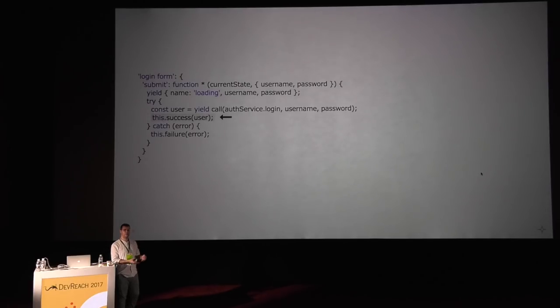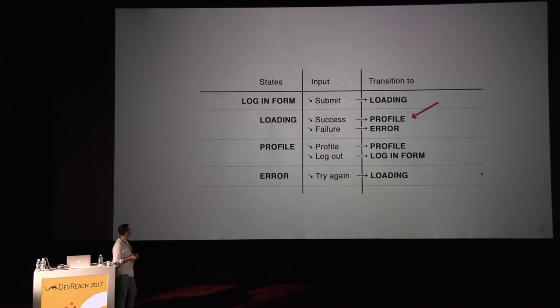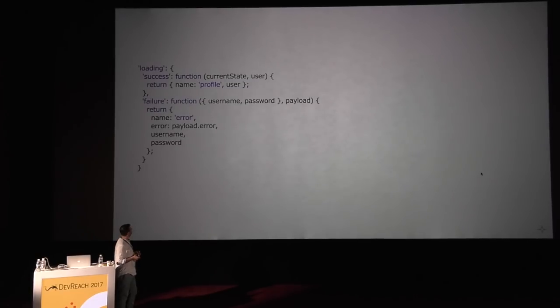And because we're in a loading state, we accept this action. If there is an error, we call failure. So for the second state, loading, we accept the current state of the app. We accept the user from the backend, and we transition to a profile. So this is just a function. It's not a generator.